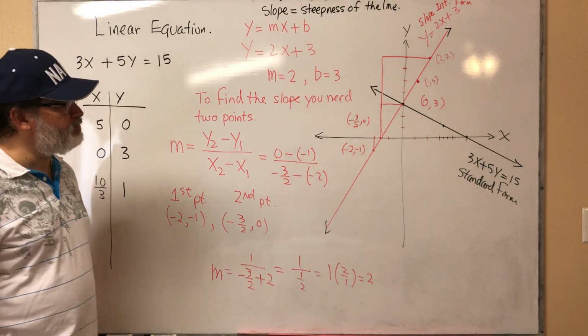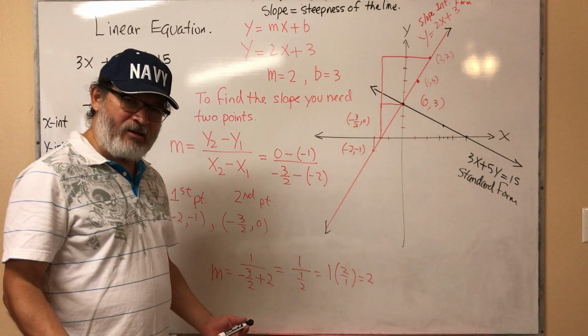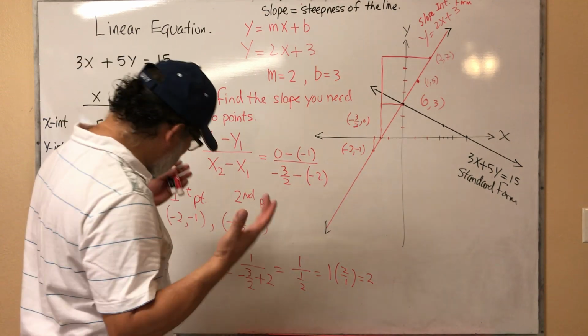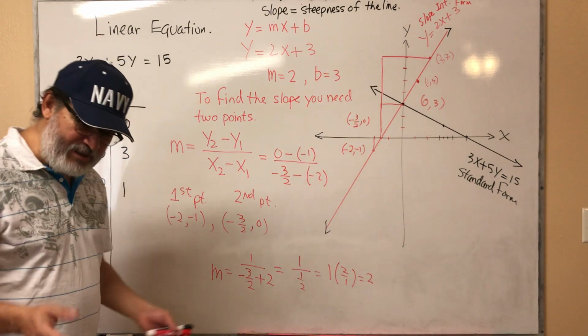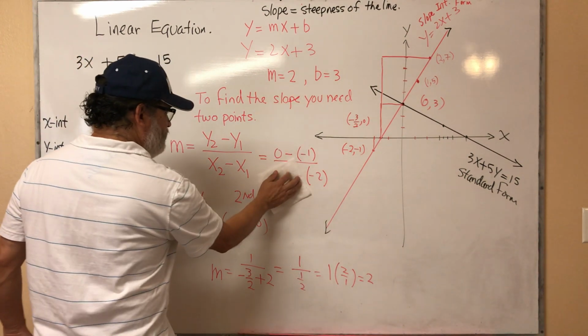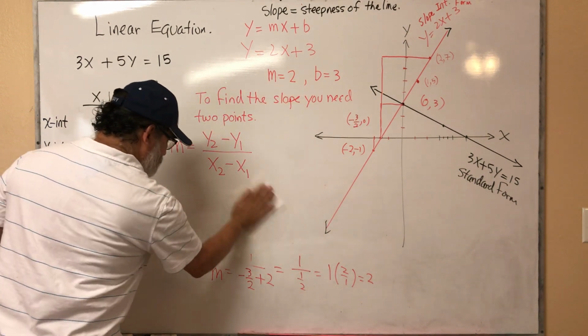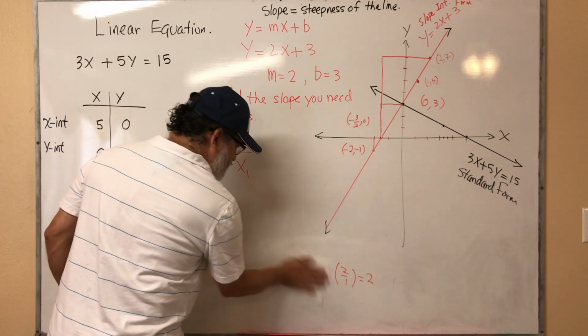All right. You want to do it again? Sure. Let's do it again. Let's find 2 different points on the red line. We're going to use the formula and find 2 different points.